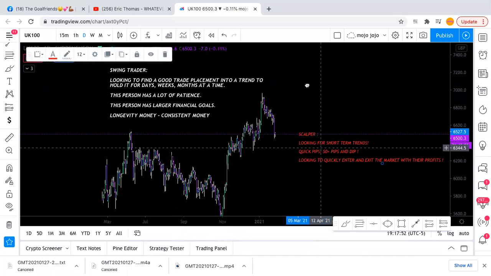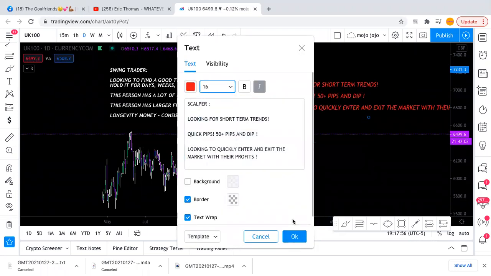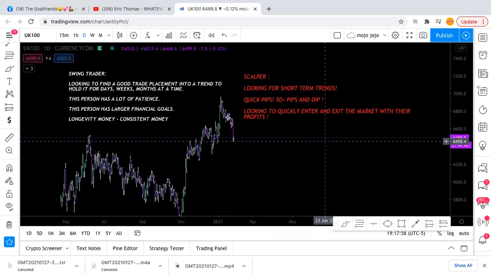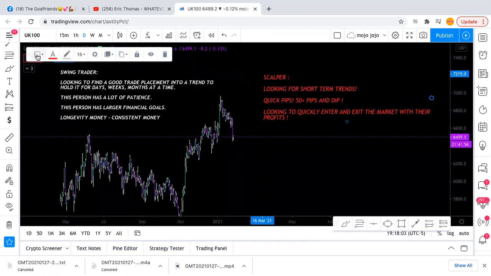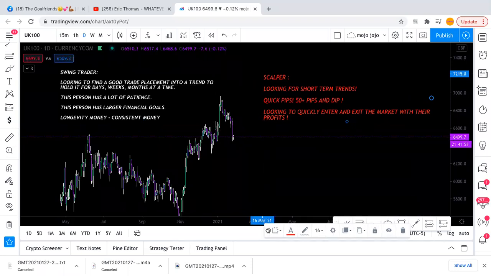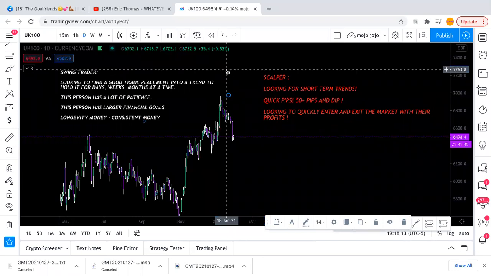So there's a difference between being a swing trader and a scalper. Take a picture of this. Make sure that you have a clear understanding because you need to identify yourself as a trader. Because this could be detrimental to your trading.